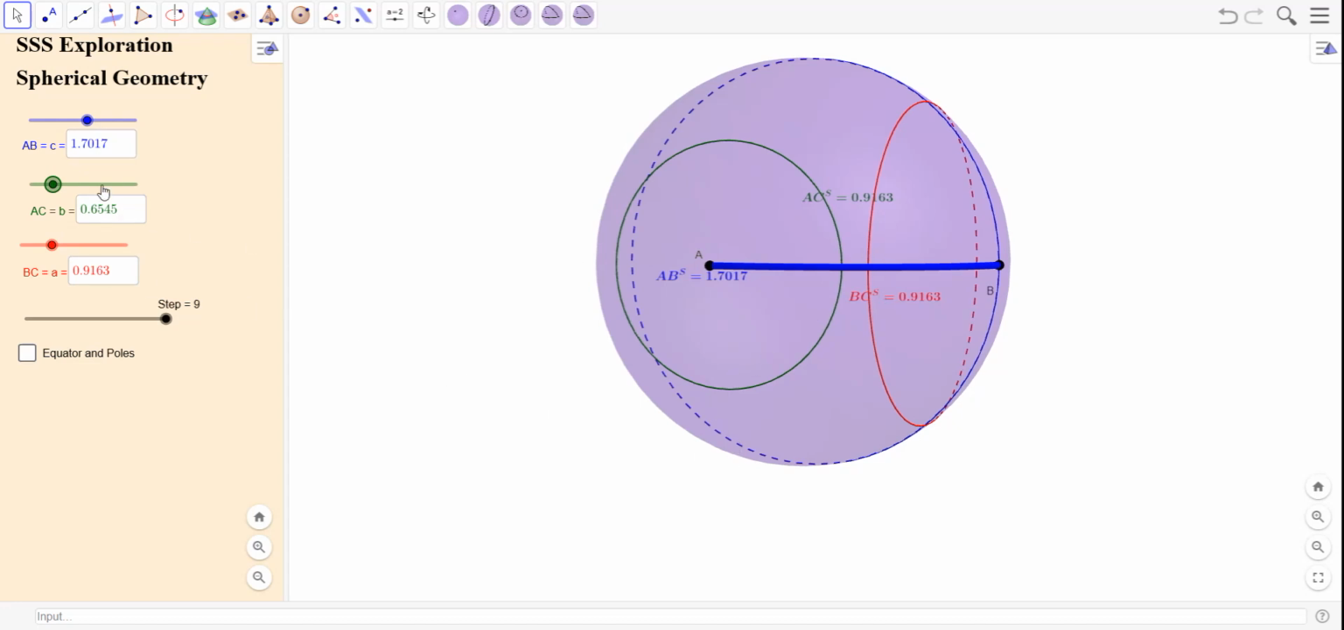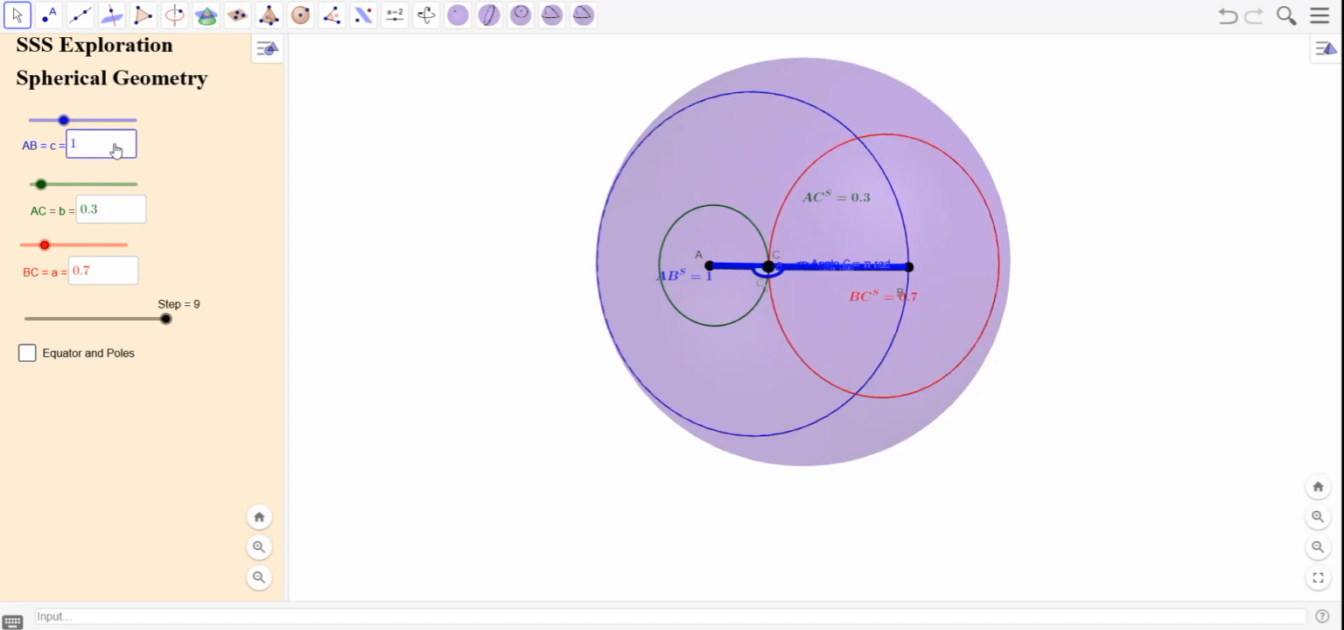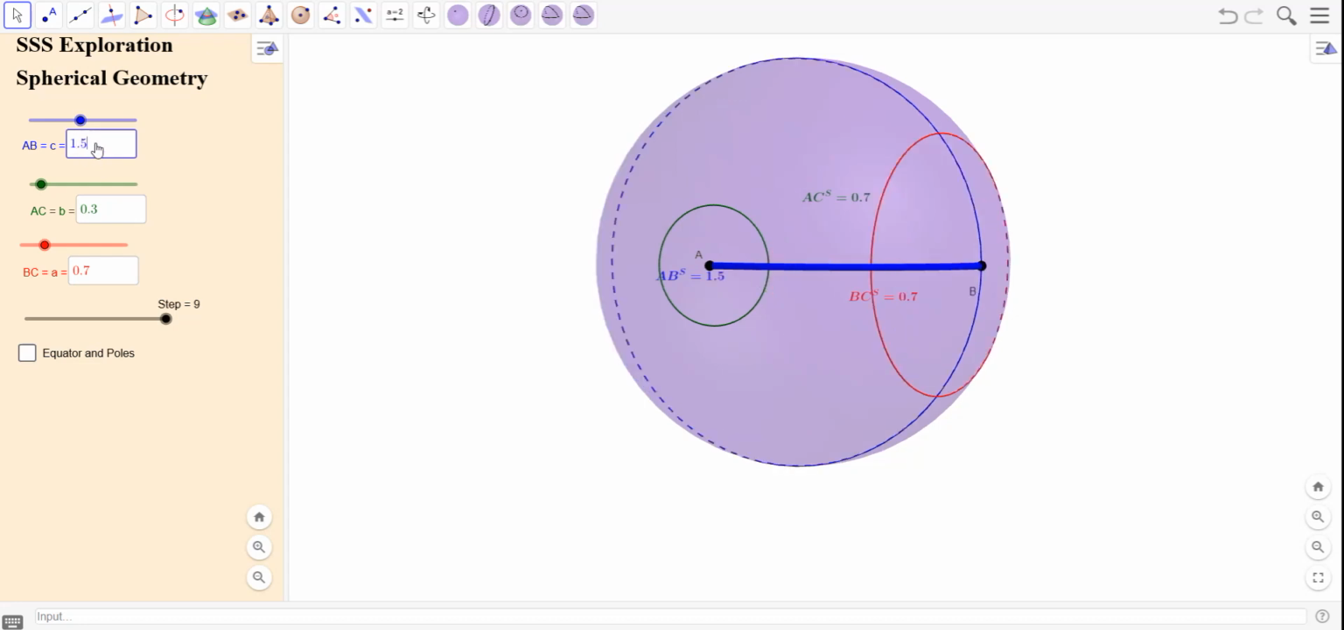So if the two shorter lengths add up to less than the longest side, then there is no triangle possible, or even if they add up to the same thing, like if this was 0.7 and this was 0.3 and this was just 1, then they would meet right in the middle somewhere. If this is 1.5, then they're not going to meet.